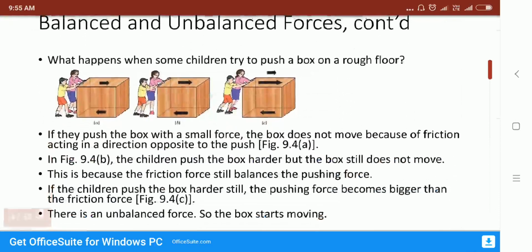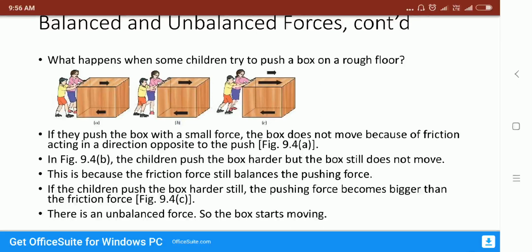Another example we can take. One box is available on the rough floor. Now children are trying to push that box. Between the rough floor and the surface of the box, frictional force is available. So one force is between the box surface and the rough floor, and another force is applied by the children, that is a pushing force.